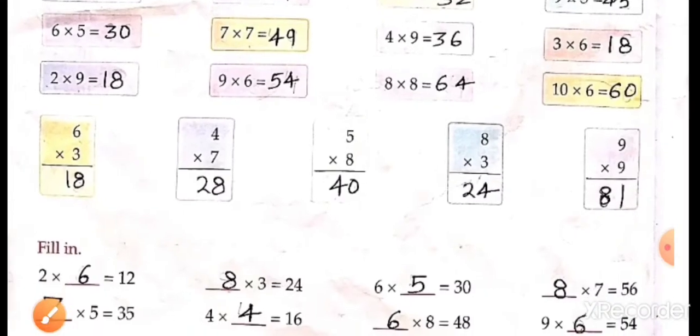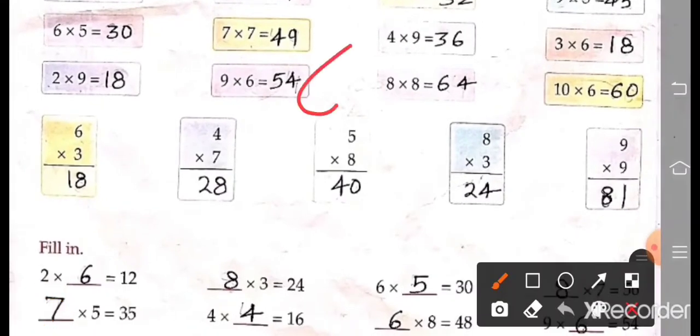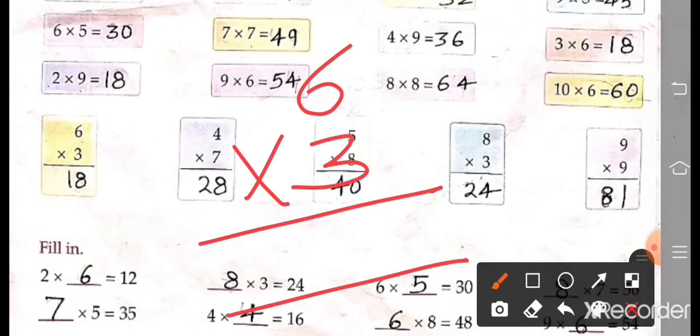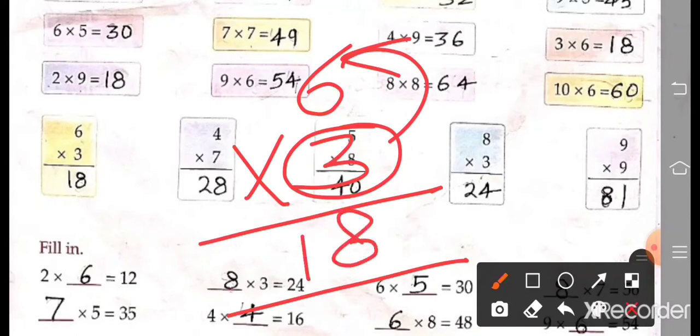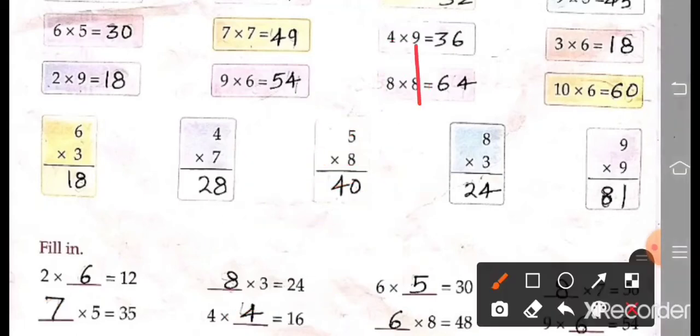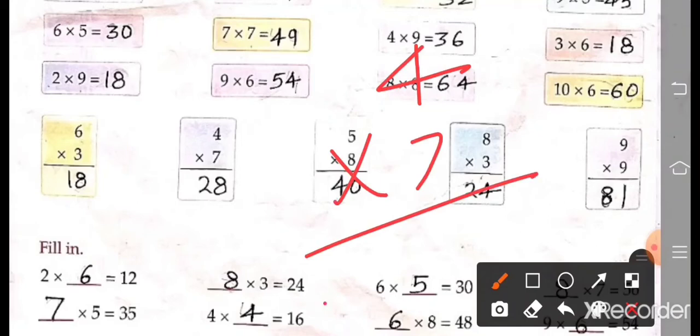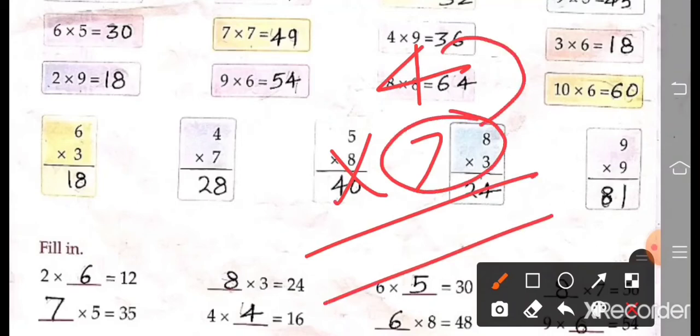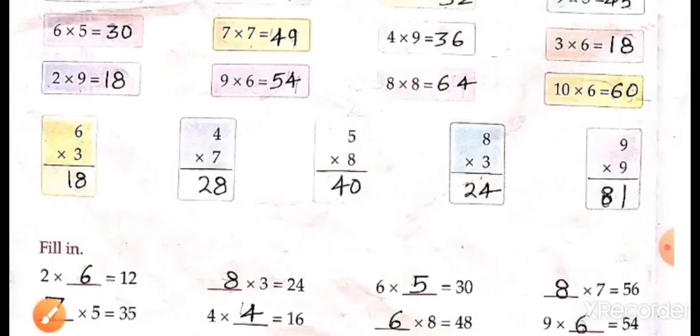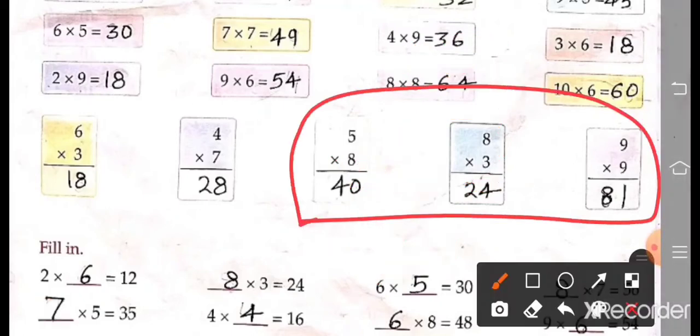Okay. We can write like this also. Okay. 6 multiply 3. So we have to read the table of 3, 6 times. 3 6s are 18. Okay. Now 4 multiply 7. Same. We have to read the table of 7, 4 times. 7 4s are 28. Okay. So like this you have to do these sums.